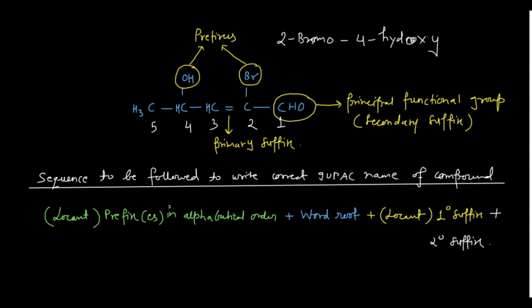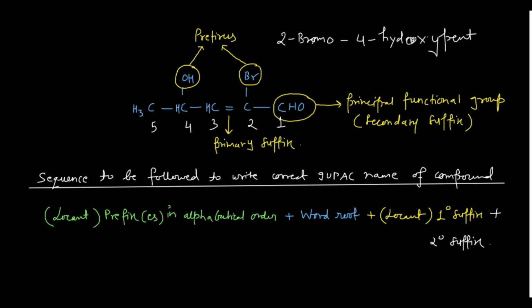So you are done with the prefix along with the locant. Now you have to write the word root, and be careful, I have written bromo first because alphabetically B comes first, right? Word root means the number of carbon atoms present in the molecule. Here only 5 carbons are there, and for 5 carbons the word root is pent. So I'll write P-E-N-T, pent.